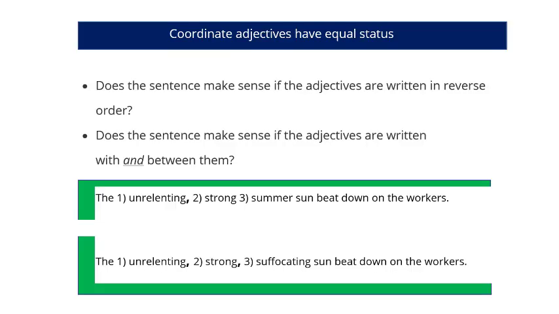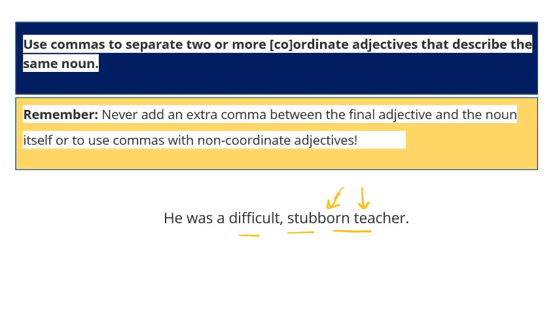The second question is, can I put the word "and" between them and it still makes sense? Going back to the previous one, we have: He was a difficult and stubborn teacher. So in this example, we can in fact write the word "and." Now you might ask, do I always have to use a comma or can I use the word "and"? You can use the word "and" if you want to.